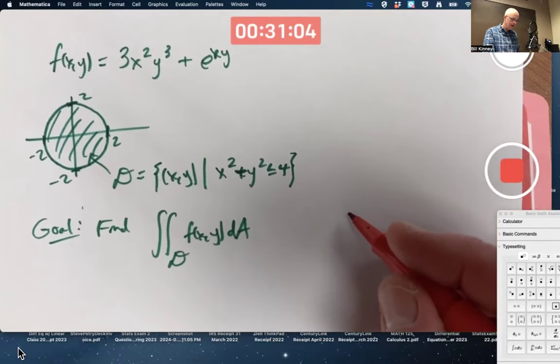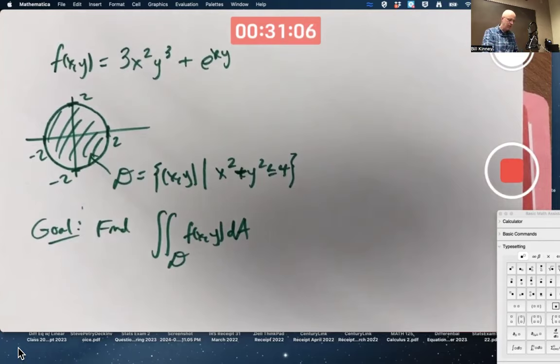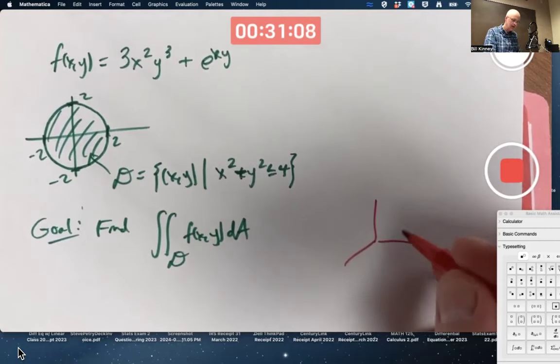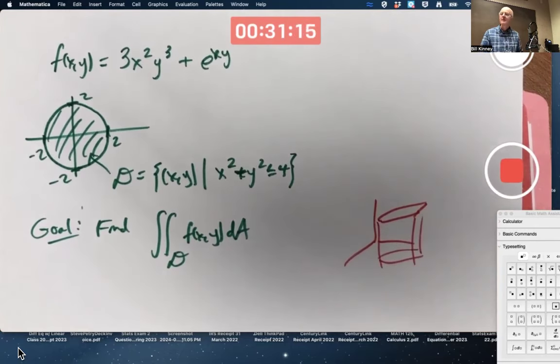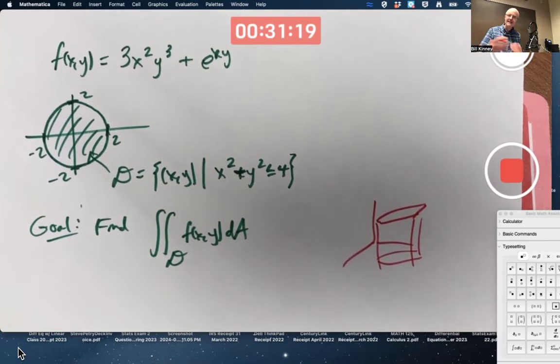Graphically, if the graph were above the xy plane, if it were a surface above the xy plane, you're trying to find the volume under that surface. If the graph goes both above and below the xy plane, then it's a signed area. When the graph is below the xy plane, you're trying to find the volume above it, and it counts negatively toward the integral.